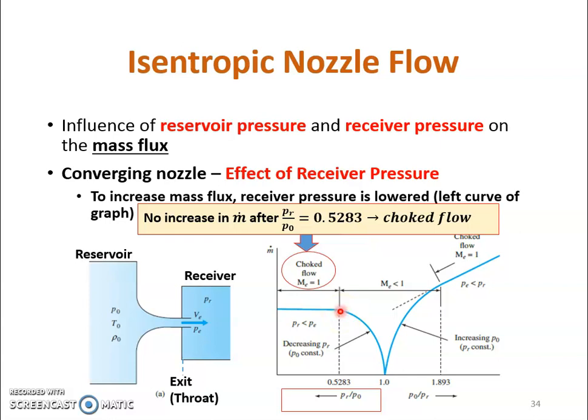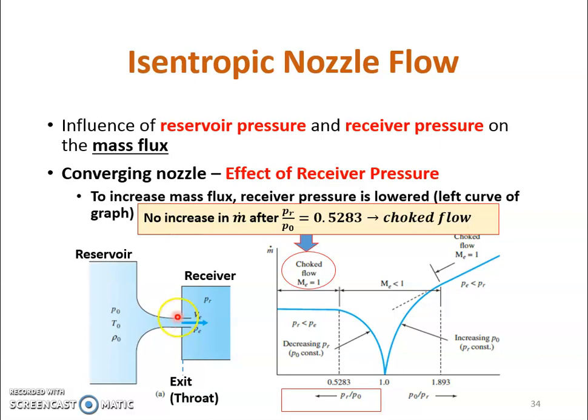Whenever you further decrease the receiver pressure, you are not going to get an increase in the mass flux. The mass flux will not increase, so there is no point in decreasing the pressure further. It is just wasting your energy or power consumption, because you are not going to get more than the maximum mass flux. You cannot increase the power of the device anymore because you are already at the maximum mass flux.